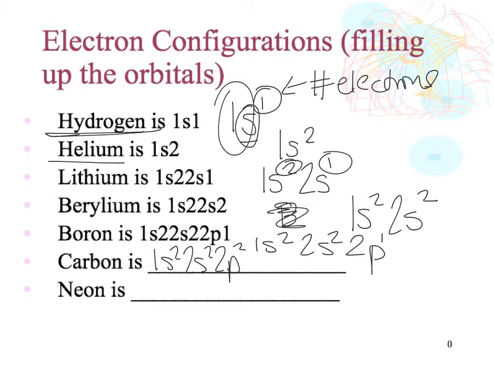Now, p can hold 6. If you go on to neon, neon is atomic number 10. We have to find a spot for 10 electrons. And so 1s2, 2s2, 2p6. And p can hold 6, and we need it to hold 6, and so that's its electron configuration.